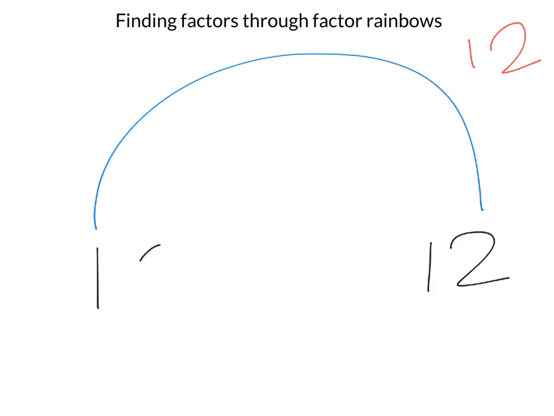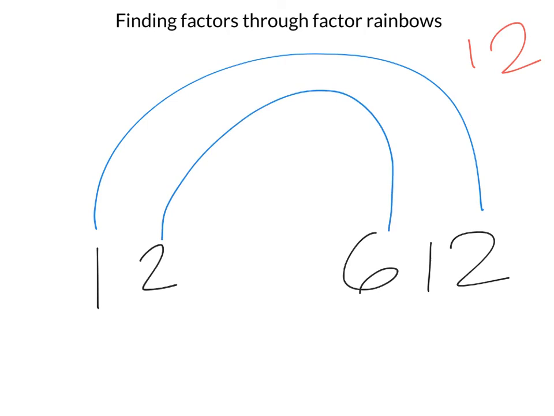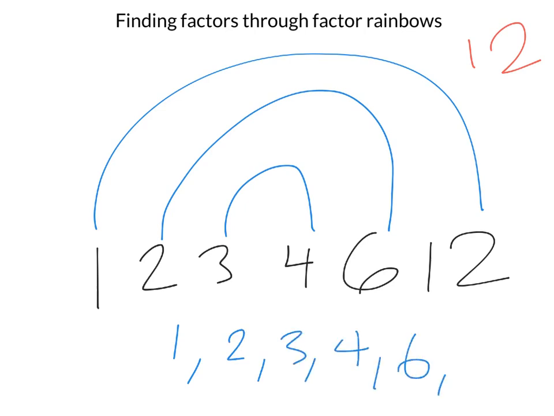Let's start off with the number 2. Does 2 times something equal 12? If you said 6, that's perfect. Does 3 times something equal 12? And if you said 4, that's great. And just like last time with the array, we found out that 1, 2, 3, 4, 6, and 12 are the factors.